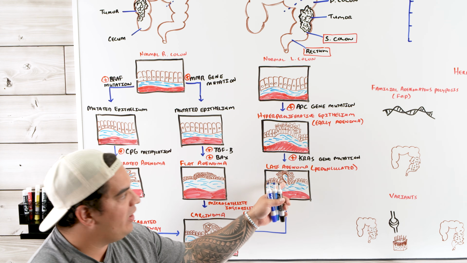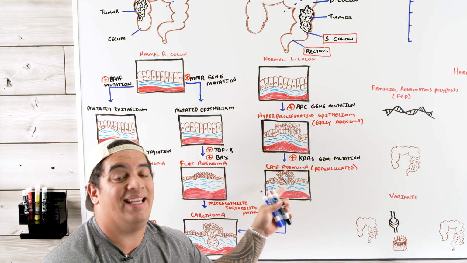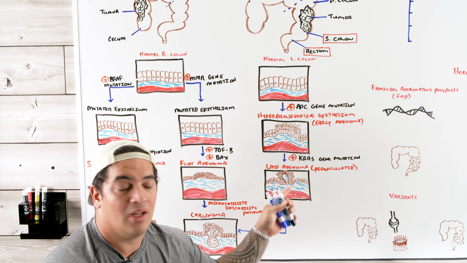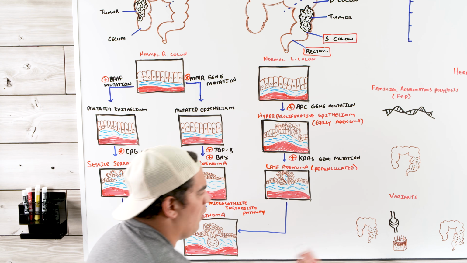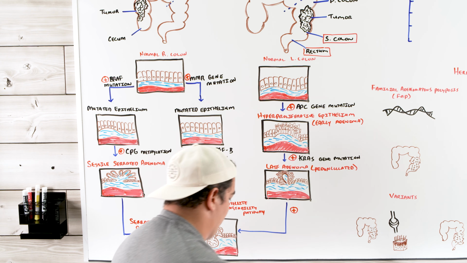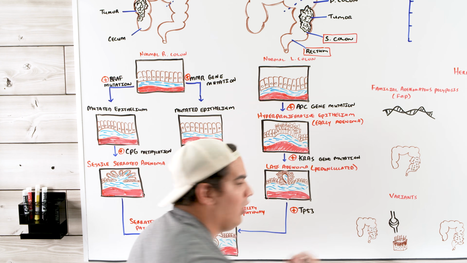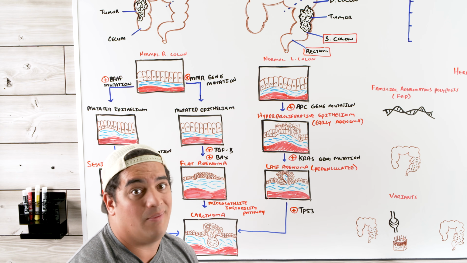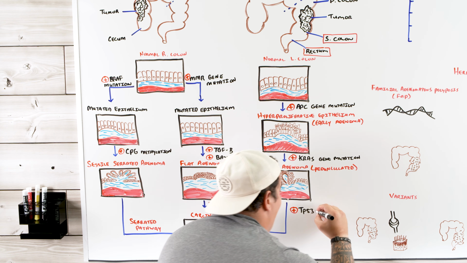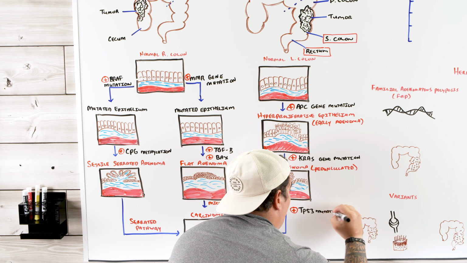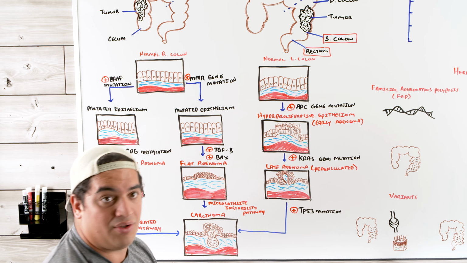This is at the point now where, oh man, this could easily transform and become malignant. Usually what happens is it encounters one more mutation, and that's a TP53 mutation. And that's a tumor suppressor gene. It's supposed to put the brake on proliferation, but if you lose that, guess what? Uncontrolled proliferation. And that is usually what triggers this patient to develop a carcinoma, a nasty adenocarcinoma.